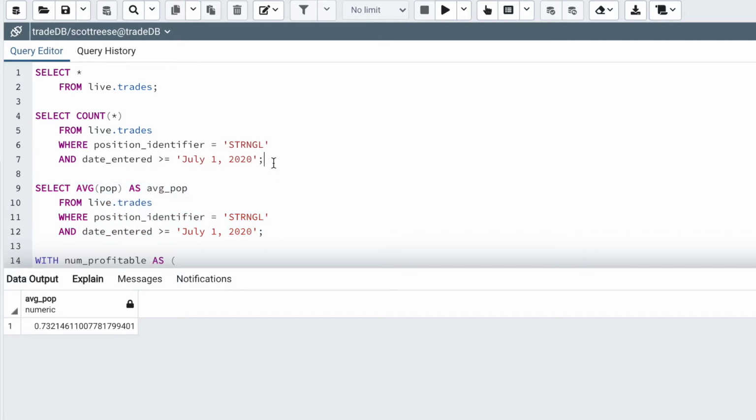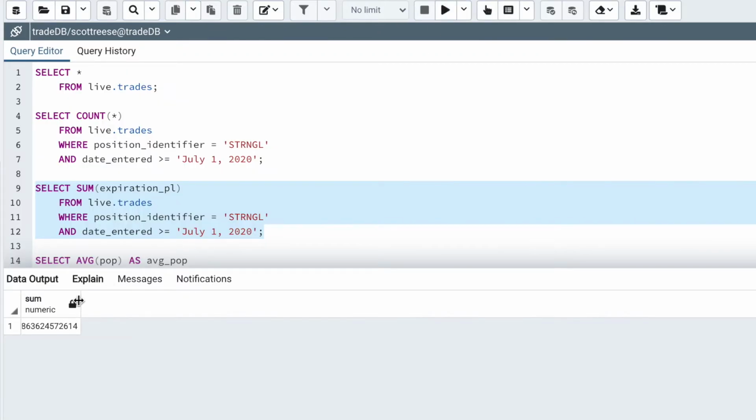So I'm going to write one more query. This one here is just going to sum up the outcomes, either the profits or the losses, of each of those 167 strangles. And again, this is all based on holding that strangle until the expiration date. So I'll go ahead and click play, and I'll expand this out one more time.